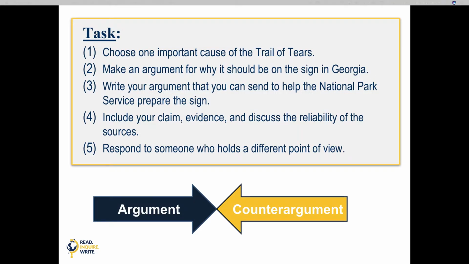Your task in this investigation is to choose one important cause of the Trail of Tears. Make an argument for why it should be on the sign in Georgia, and write your argument so that you can send it to help the National Park Service prepare the sign. Include your claim, evidence, and discuss the reliability of the sources, and respond to someone who holds a different point of view.